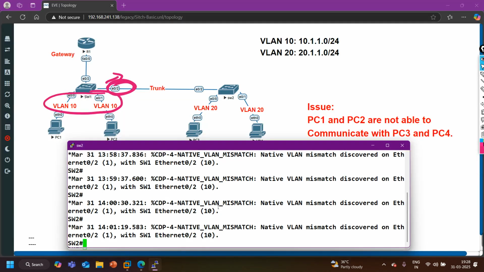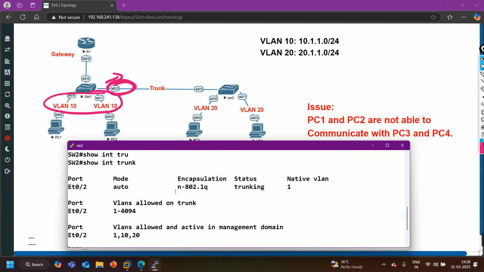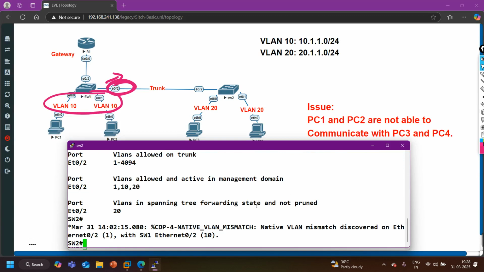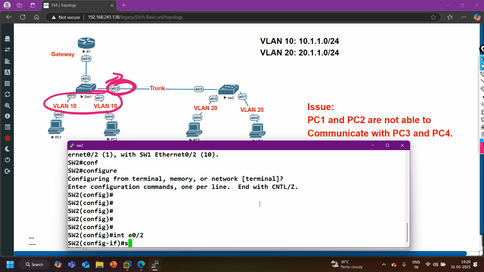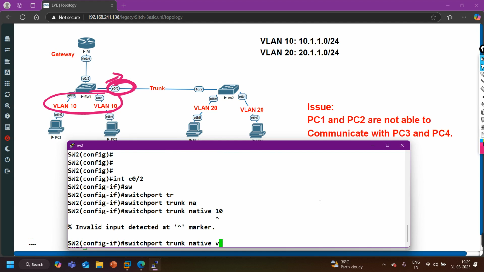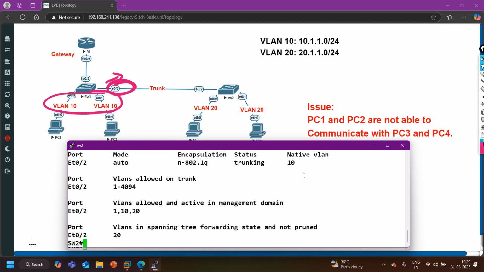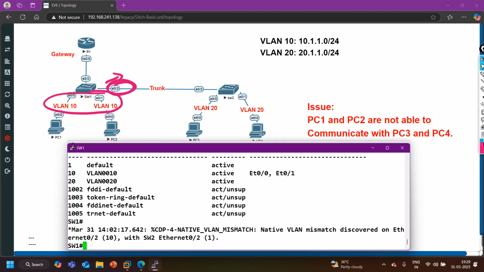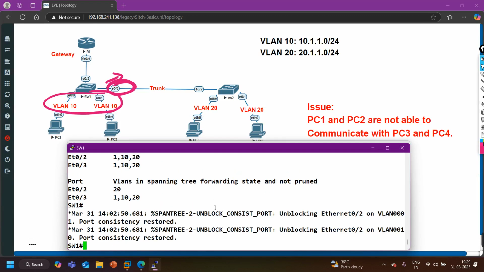On switch number 2 I am going to check the native VLAN first. So show interface trunk. On switch number 2 I have only one trunk link, that is 0/2, and the native VLAN is 1 here, which is the default one, right? So first of all here also we need to change the native VLAN. Interface 0/2, switchport trunk native vlan 10. Now the native VLAN is the same, so show interface trunk, you can see here also the native VLAN is now 10. On switch number 1 also the native VLAN is now 10. So show interface trunk. So now you will not get the native VLAN mismatch error.